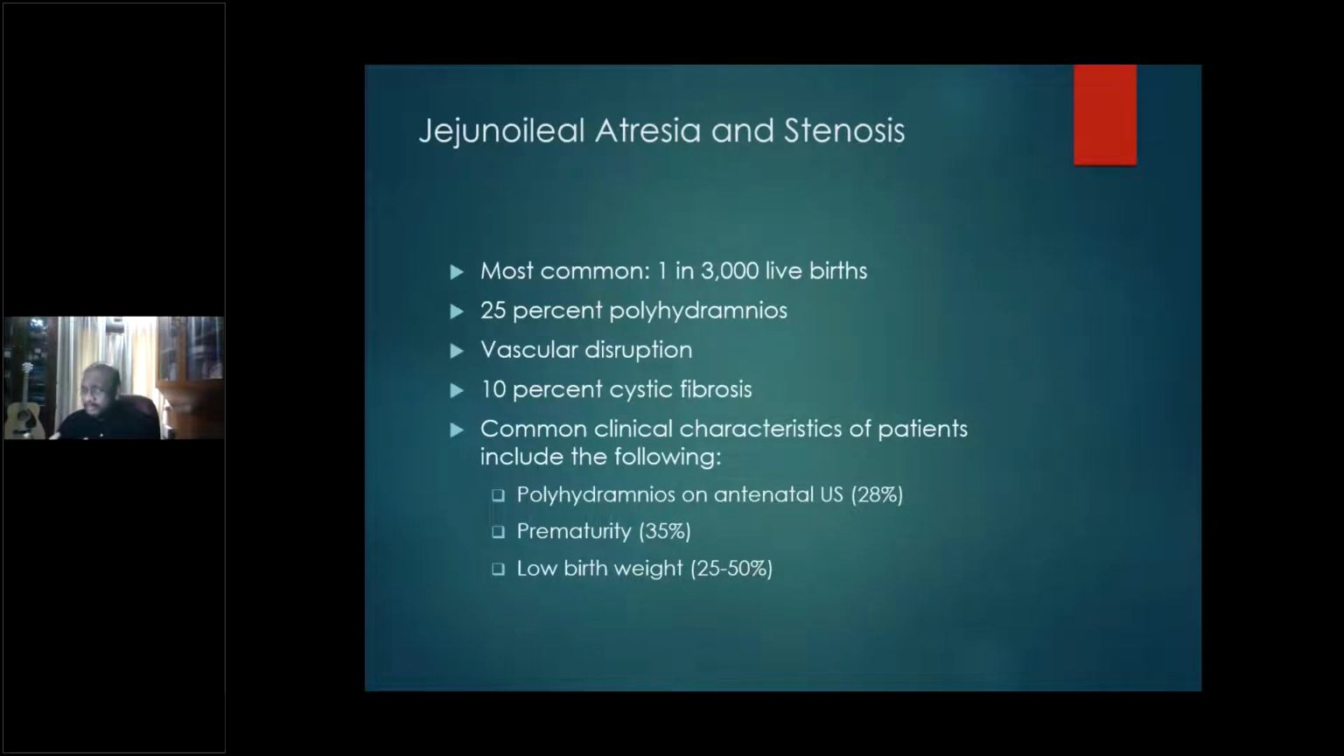Coming to the most common atresias, the jejunal-ileal atresia and stenosis. Most common, why? Because 1 in 3,000 live births, 25% have got polyhydramnios. Remember I told you, the more distal the block, the less polyhydramnios. Number 3, vascular disruption is very common. 10% have cystic fibrosis. Now, common clinical characteristics of patients include the following. Number 1, polyhydramnios. We already said that. Prematurity. These children are usually premature. Low birth weight is also found in almost 50% of them. That means one-third would be premature, and almost one-fourth to one-half would have a low birth weight.